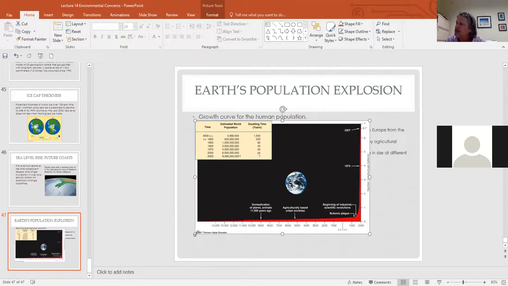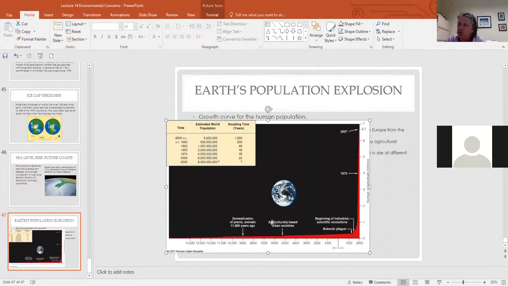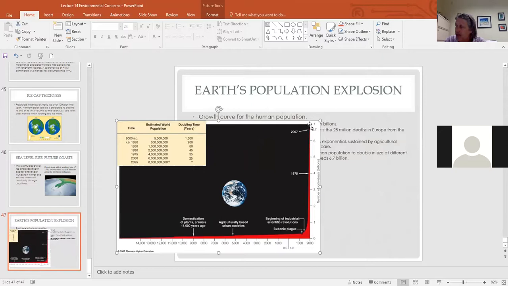Now, there's two things that happen to living things. They either reach a carrying capacity, that's called an S-type curve, and they hover around that carrying capacity, and whatever limiting factors are there, be it space, be it temperature, be it nutrients, they stay in that area.